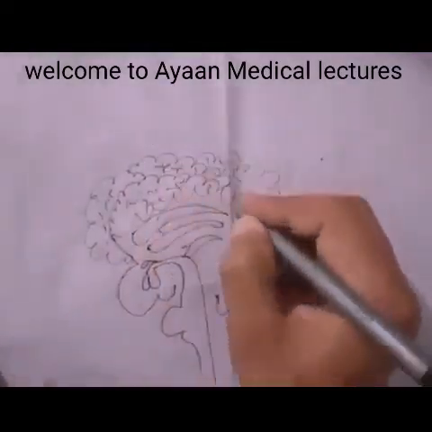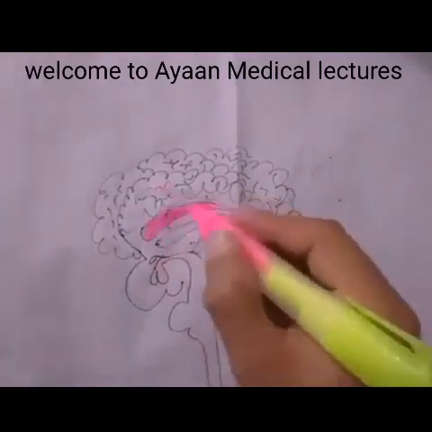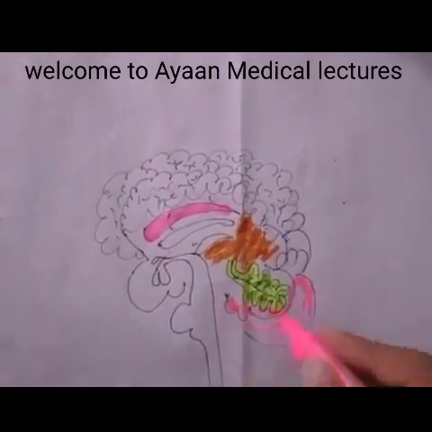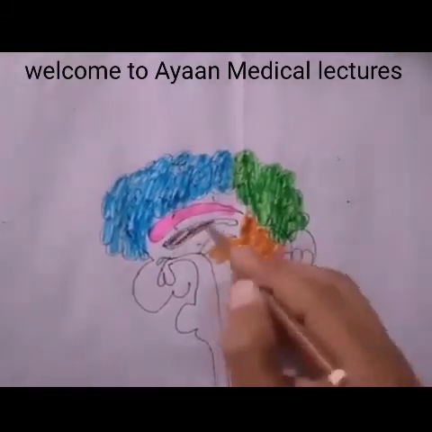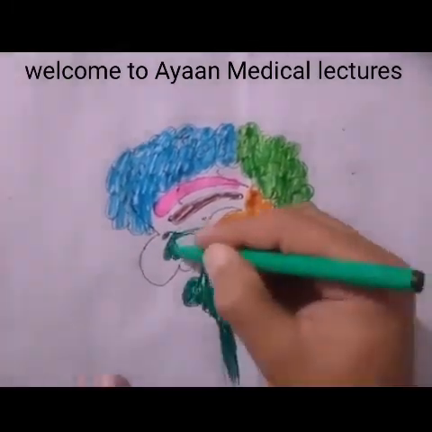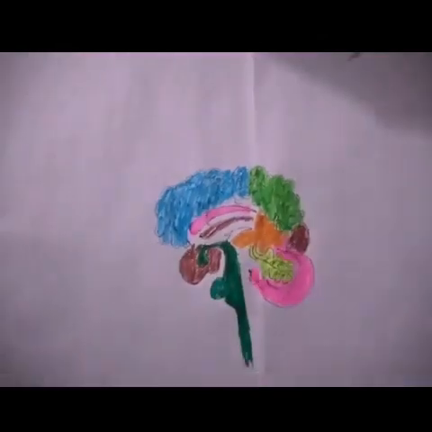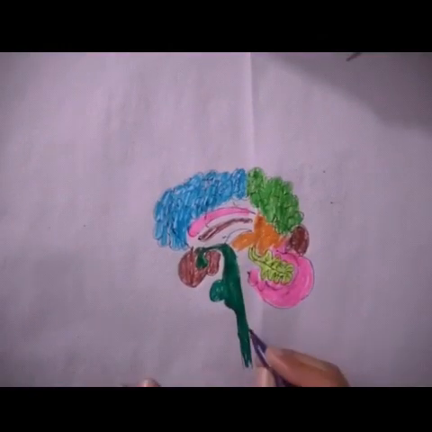In this topic we will discuss the different parts of the brain. This video is just an overview of the brain. These colors make it easier to understand. So first we will start with the spinal cord.